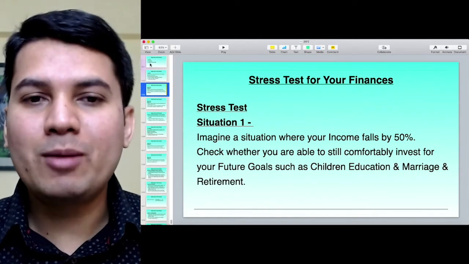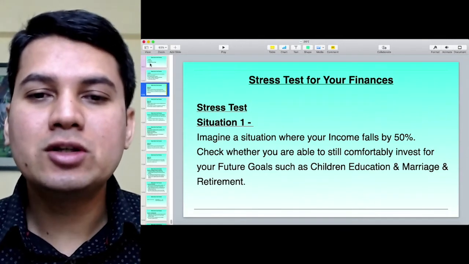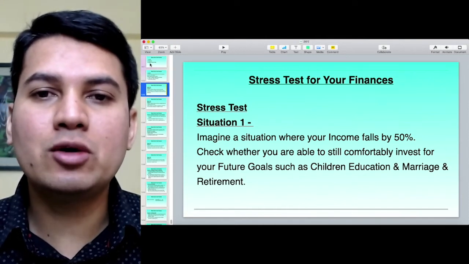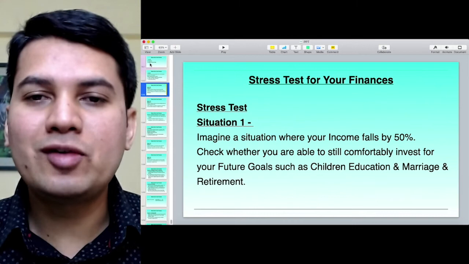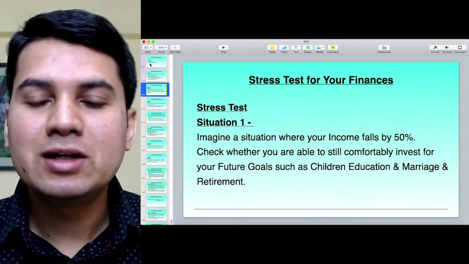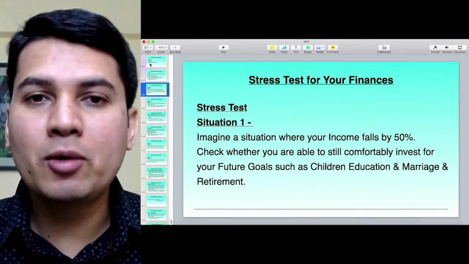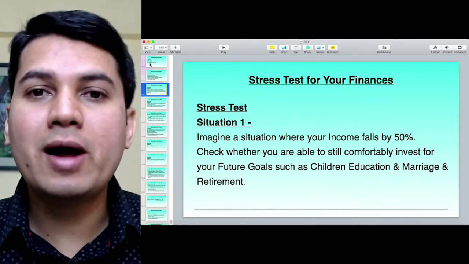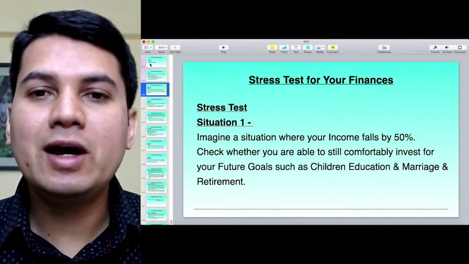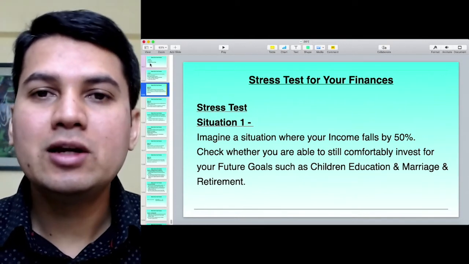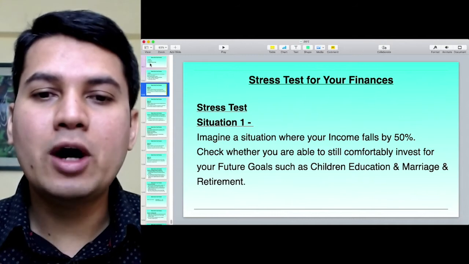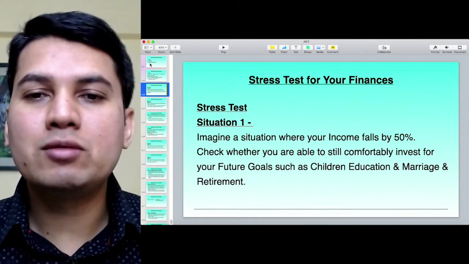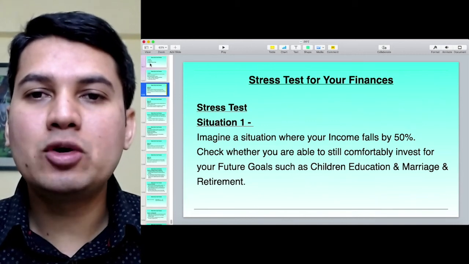Situation number one: take a pen and paper and imagine a situation where your income falls by 50%. For example, your income is 50-60,000 rupees per month, and let's say it falls by 50%. Can you manage your expenses? Can you manage your investments? For example, you may be doing monthly investments in mutual funds and monthly investments in stock markets. Can you still manage those investments? If you can't, then there's some problem with your financial planning. You need to get some kind of a backup. You are planning for your children's education, children's marriage and retirement. Those are things which cannot be compromised, so you need to plan accordingly.